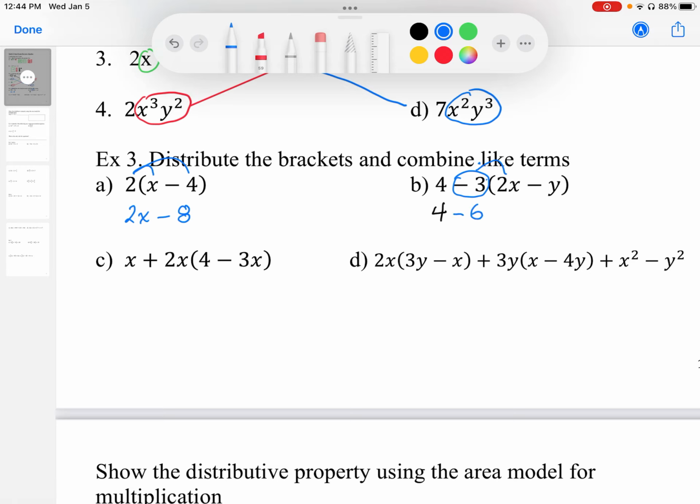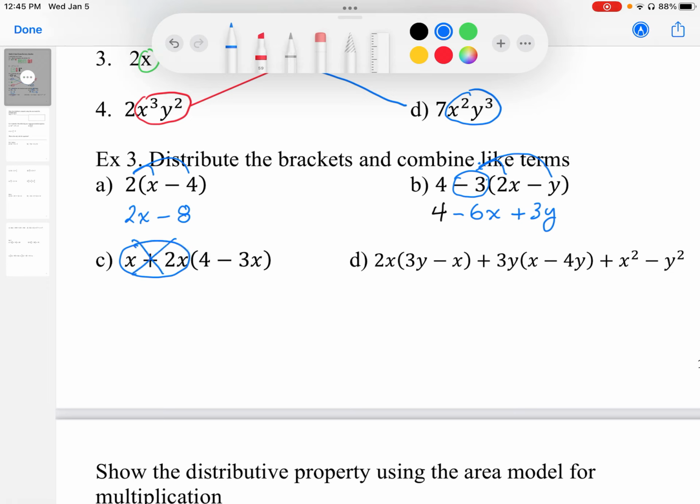So I get negative 3 times 2x. That means minus 6x's. I have negative 3 times minus y. Well, that's a double negative, so that should be plus. So I'm going to subtract 3 groups of negative y, which means I'm going to add 3 y's. At this point, I have no like terms, so I have to just leave it like this. I'm not going to do 4 minus 6 because that 4 is counting ones and the 6 is counting x's.